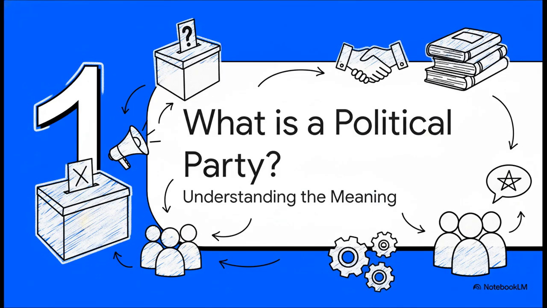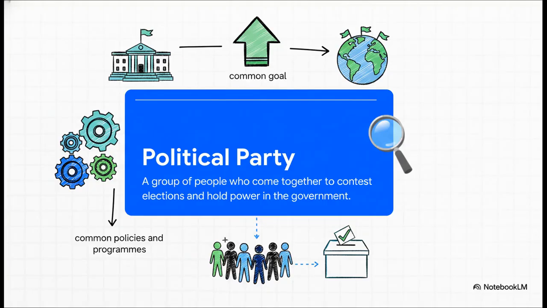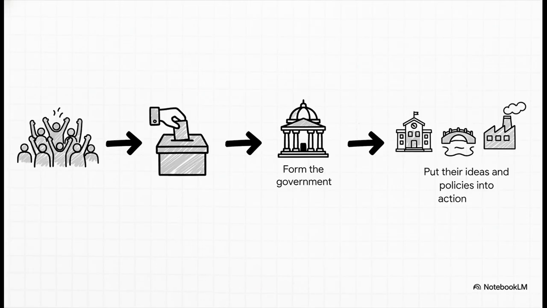First things first, let us understand the formal meaning of a political party. So this is the textbook definition. At its core, a political party is a group of people and they have a shared goal. They agree on some common policies and programs, which they believe are for the good of the society. To put it very simply, their main objective is to contest and win elections so that they can form the government and then run the government and implement their policies for the country.